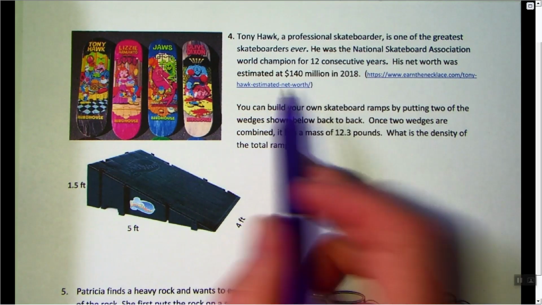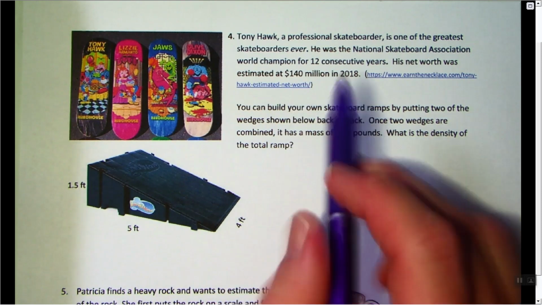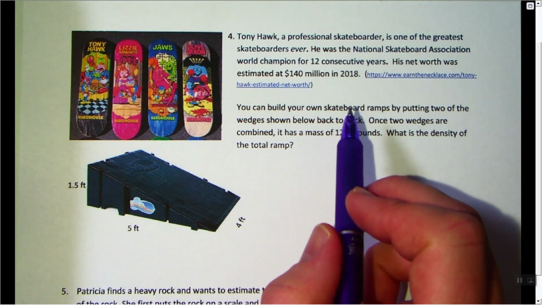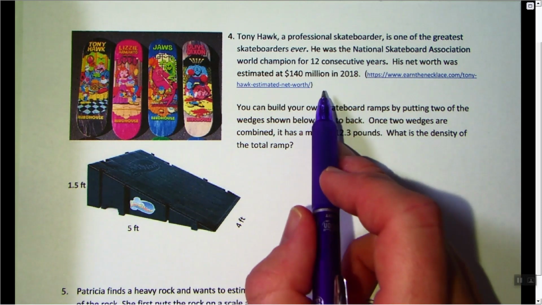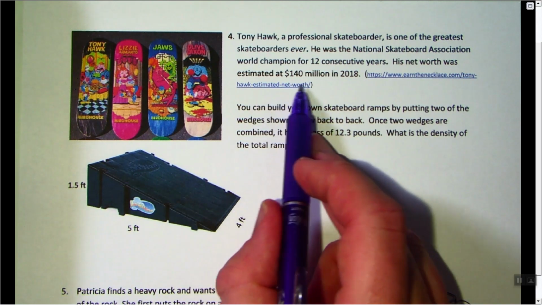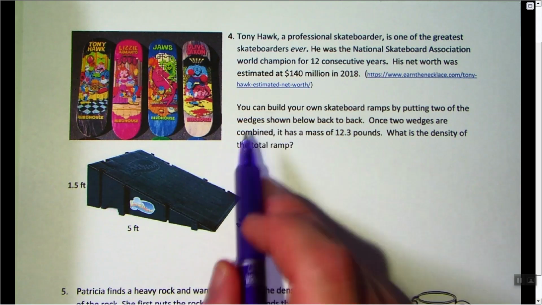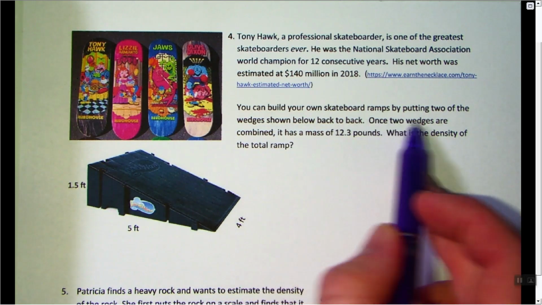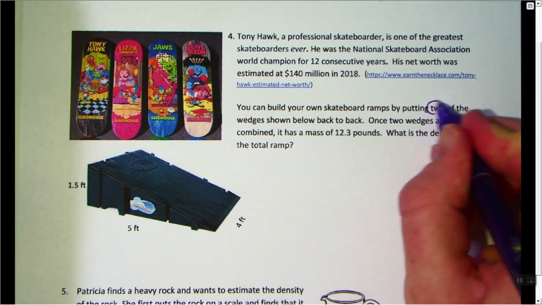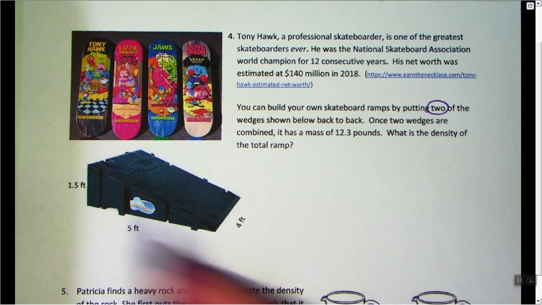Number 4 says, Tony Hawk, a professional skateboarder, is one of the greatest skateboarders ever. He was the National Skateboard Association World Champion for 12 consecutive years. It's pretty impressive. His net worth was estimated to be 140 million in 2018, in case you're curious. You can build your own skateboard ramps by putting two, very common mistake, two of these wedges shown below back to back. I may say side to side, but they're going base to base.